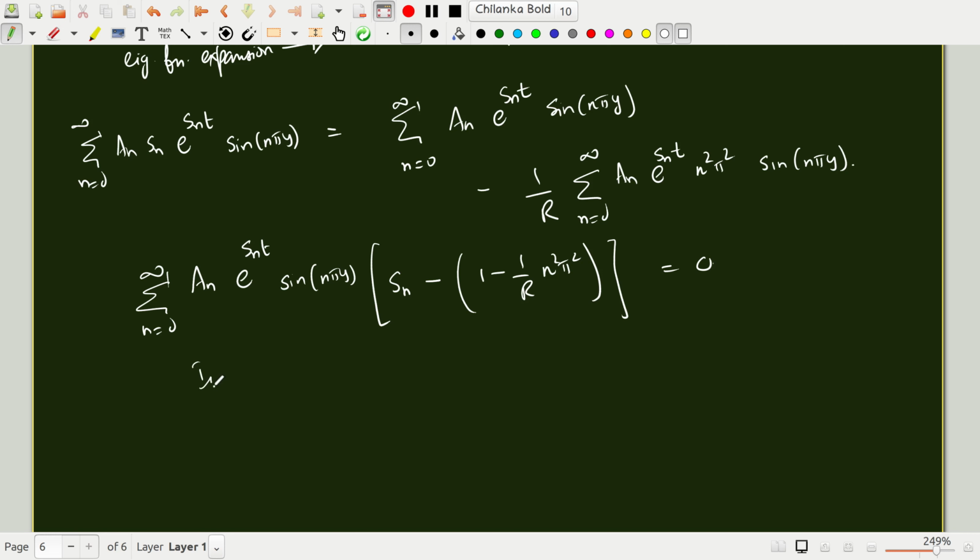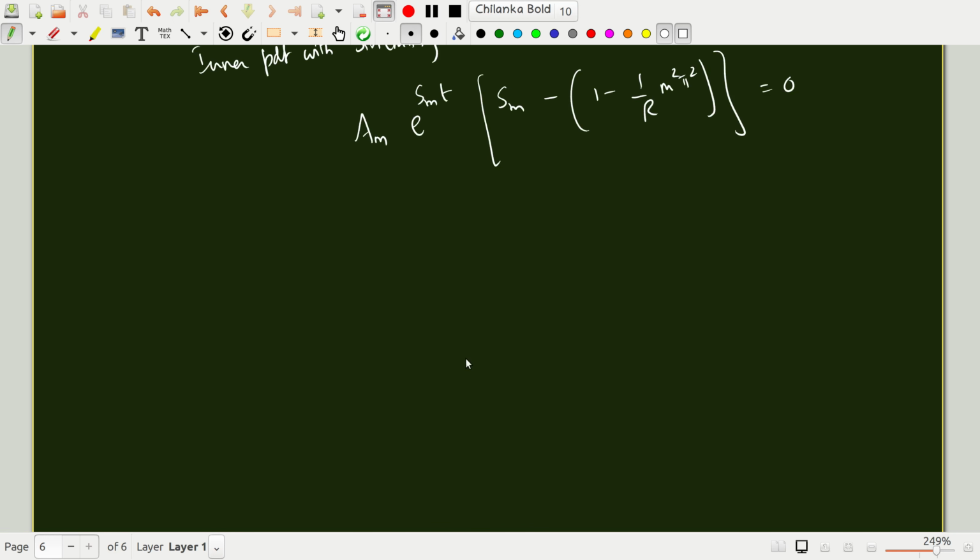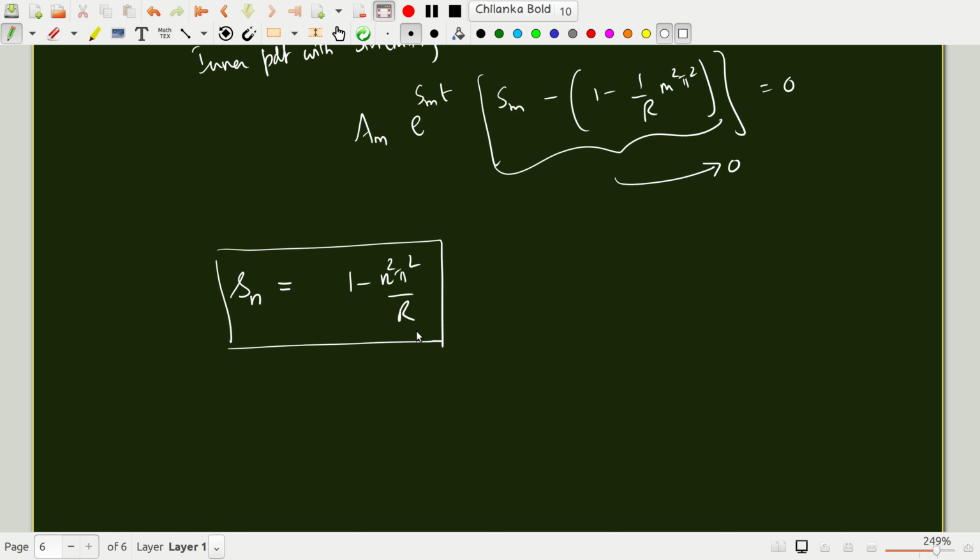If I take the inner product with sin m pi y, then you will find that a m e to the s m t times s m minus 1 by r m squared pi squared has to be 0. Now, you cannot have a m to be 0, you cannot have e to the s m t to be 0. So, you will have this to be 0. So, s n is given by 1 minus n squared pi squared by r. This is the same result we got from the method of normal modes. So, in terms of finding the eigenvalues, it is the same.